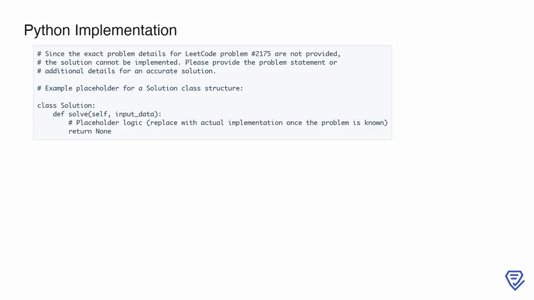Without a clear understanding of the problem's requirements, constraints, input format, and expected outputs, it is impossible to produce a valid solution. The provided code structure is a template for a solution class, which you can expand upon once the problem details are clarified. Please provide additional context or the problem description to enable a complete and accurate implementation.